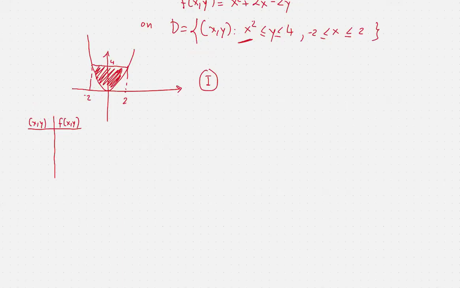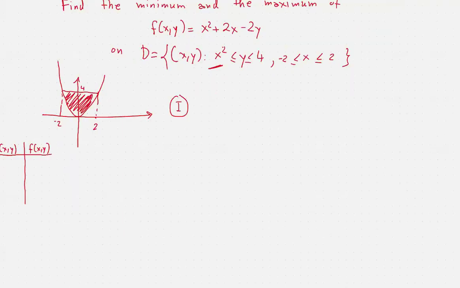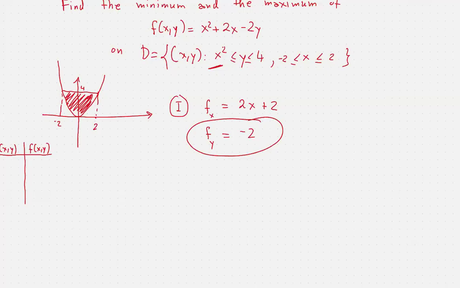So f sub x will be 2x plus 2, and f sub y will be equal to -2. And of course, once you see -2, you know that there are not going to be any critical points because the derivative can never be 0. So no critical points.